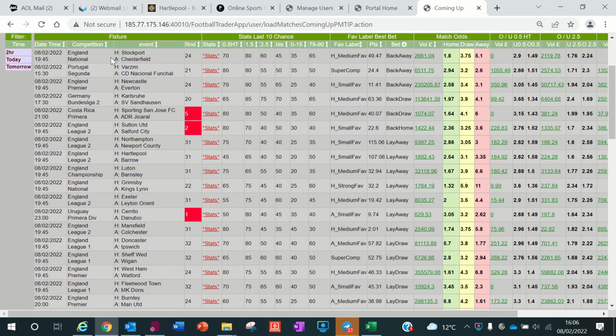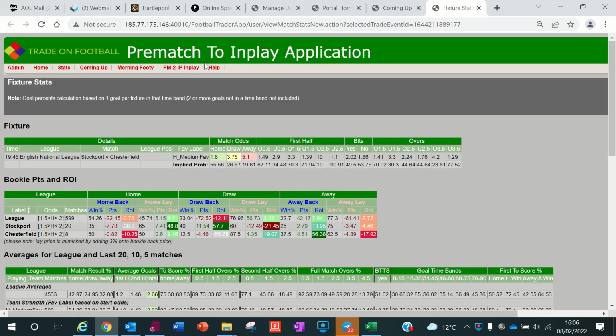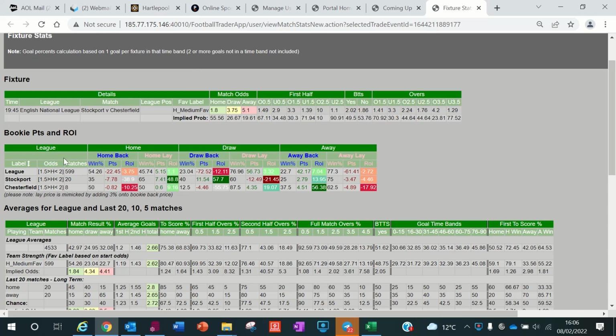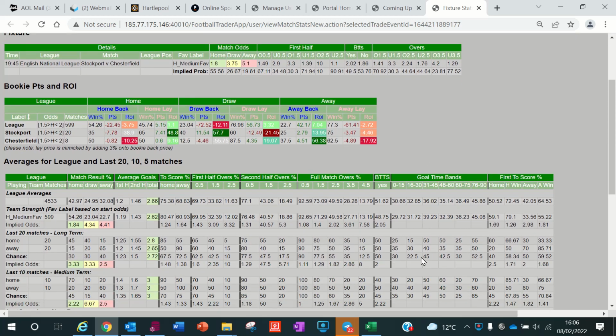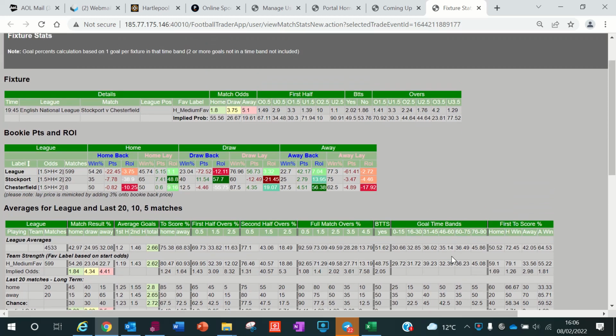So here we've got the Stockport Chesterfield game in the National League. If we have a look at the stats here, this is a medium favourite, and again it's suggesting a home lay or backing the away side would be good. You could probably either lay Stockport from the start, or you could back Chesterfield plus a half goal. There's so many ways you can do this and have a look.